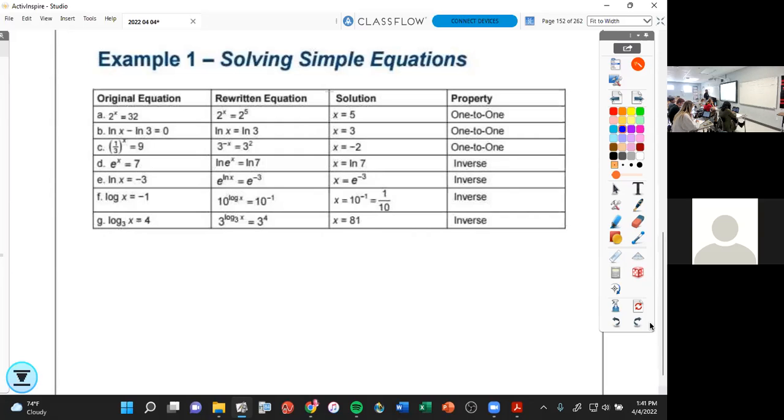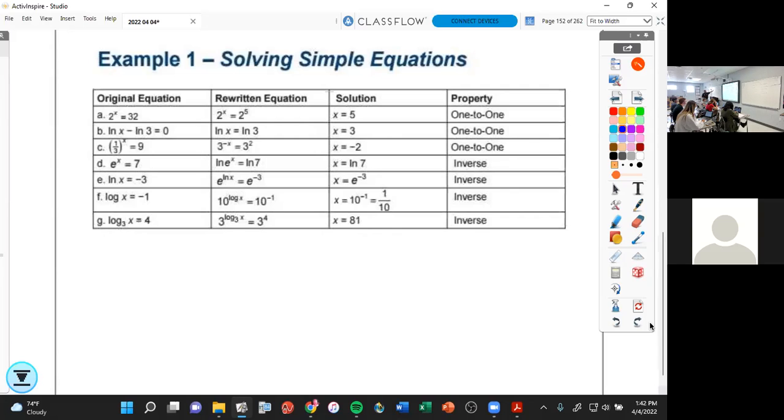Part C, when you start getting into fractions and stuff, it might not be as intuitive at this time, but the more you practice these, the more that'll make sense. A fraction can be rewritten with a negative exponent. So 1/3 is the same thing as 3 to the negative 1 power. 9 is the same thing as 3 squared. Since it's x power, it's going to be 3 to the negative x equals 3 squared. Therefore, negative x is equal to 2. Multiply both sides by -1, x equals -2.